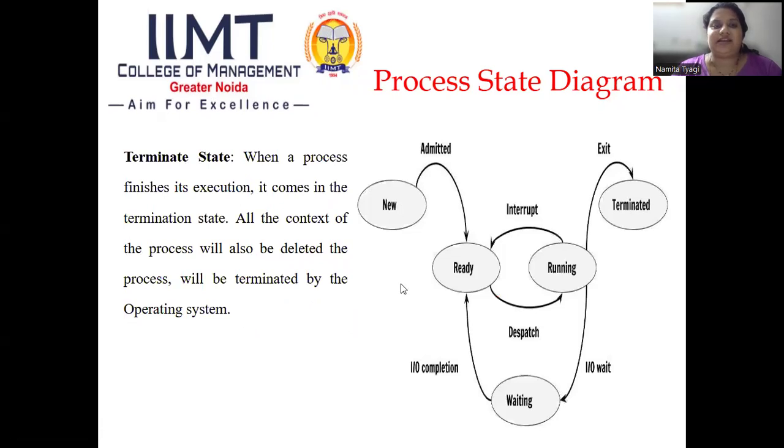Now the next state is the terminate state. The terminate state is also known as the completion state. When the process finishes its execution, it means the CPU is freed by the process. It comes into the termination state. All the context of the process will also be deleted. The process will be terminated by the operating system. All the resources, like input and output resources, will be automatically released by the process, and the CPU is also released by the process, and it has completed its execution.